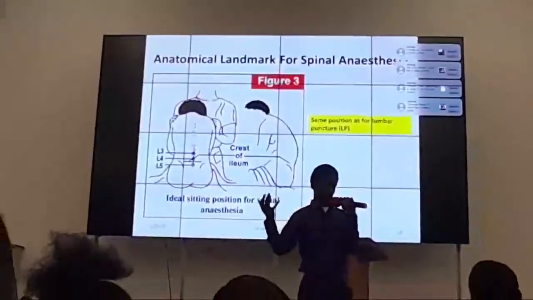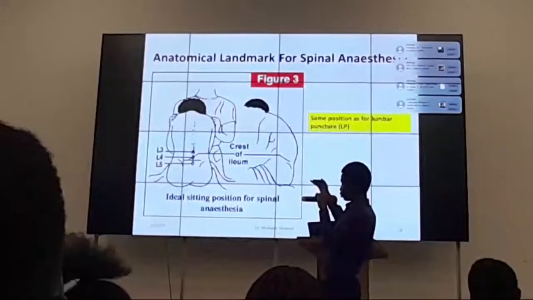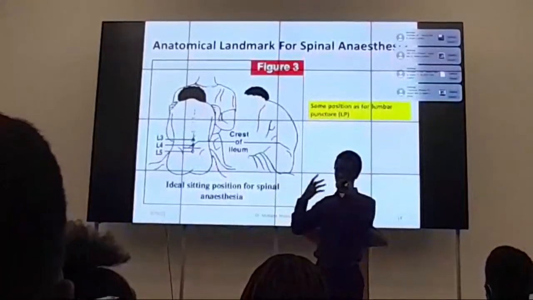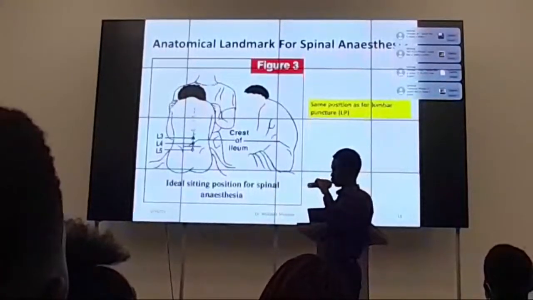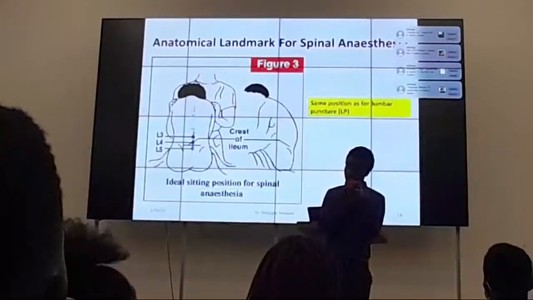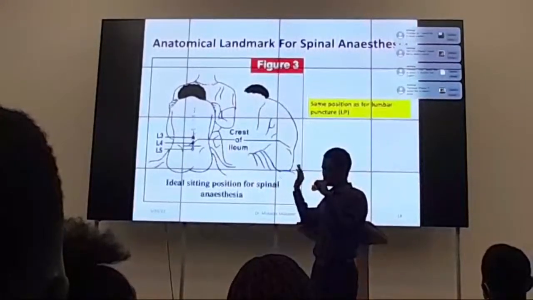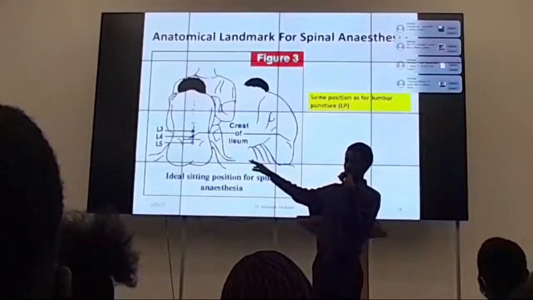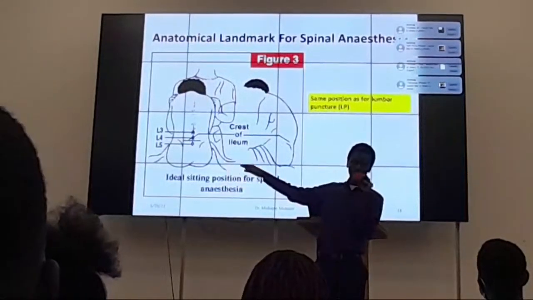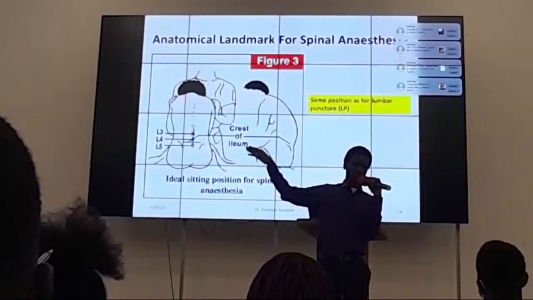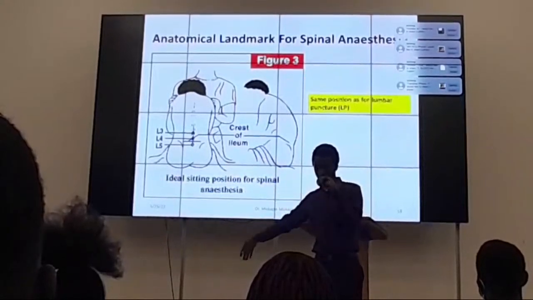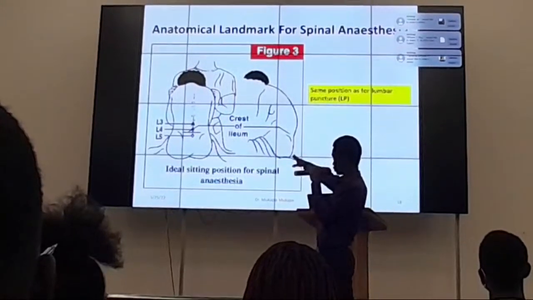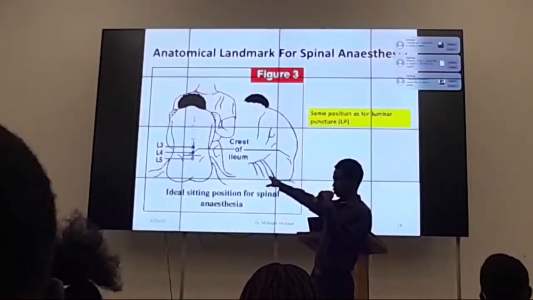If you are starting for the first time, better to do below L4. Use L4, L5. Okay, but as you gain experience, you can now go L4, L3. Okay, so that is in the adult. In the newborn, because the spinal cord ends at L3, you are not going to do your lumbar puncture between L3 and L4. You are going to do the lumbar puncture at L4, L5 interspace. Isn't it? In the newborn, because you know that the spinal cord is at L3 termination.